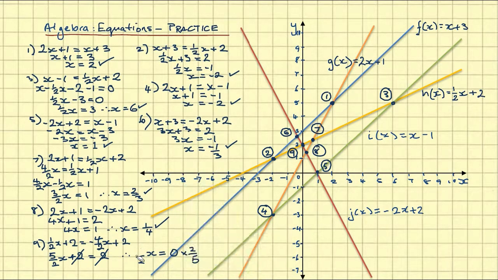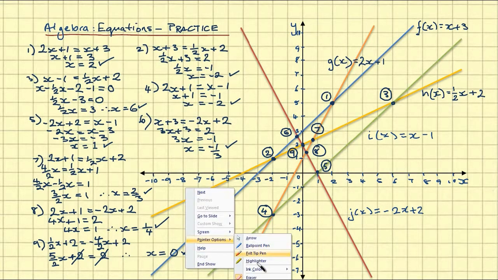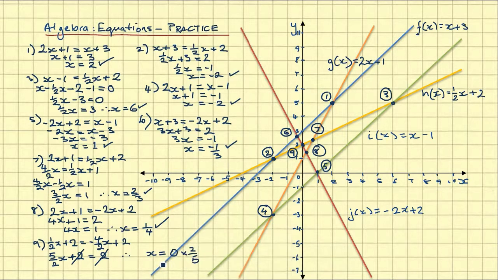On the left-hand side, 0 times 2/5, well, 0 times anything will equal 0, so x must equal 0. Therefore x equals 0. So a little bit of an odd one to finish, but no problem. x equals 0, which is what we're expecting.